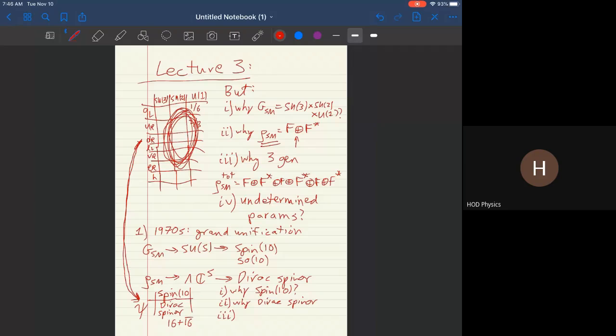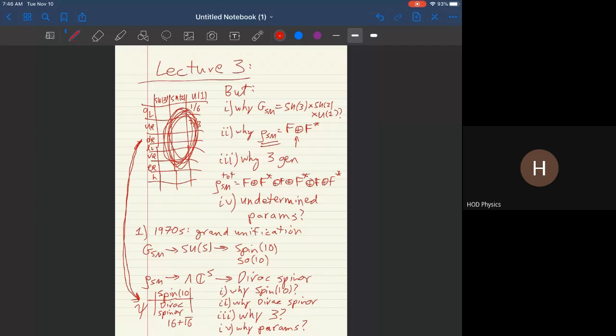One thing grand unification does not answer is why 3 generations. We make no progress on that. And then now we're still at this question of why do the parameters have the values that they do?